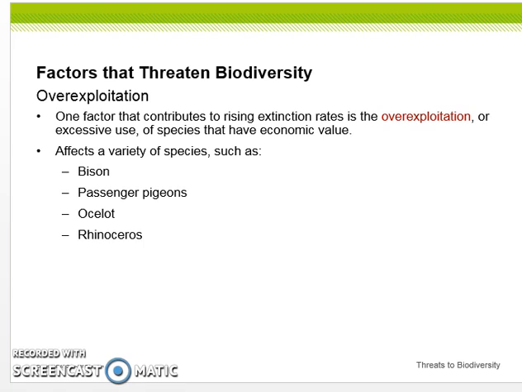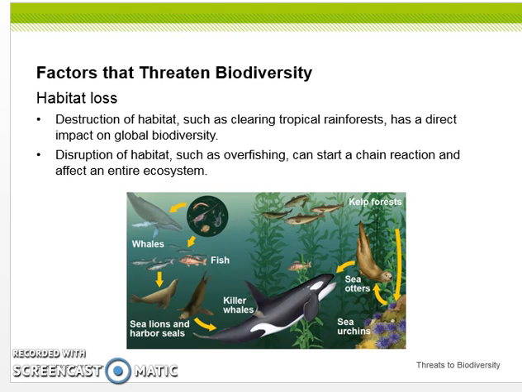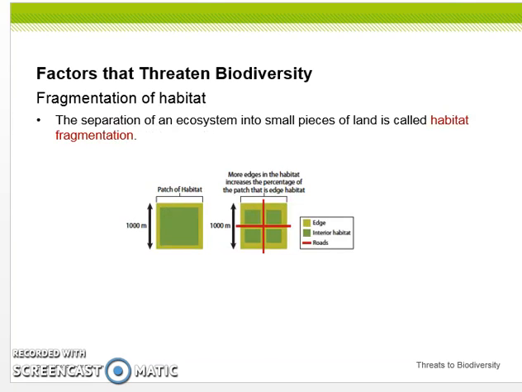One factor that contributes to the rising extinction rate is the overexploitation, or excessive use, of species that have economic value. Some of those species are bison, passenger pigeons, ocelot, and rhinoceros. Destruction of habitats such as clearing tropical rainforests has a direct impact on global biodiversity. Disruption of habitats such as overfishing can start a chain reaction and affect an entire ecosystem. The separation of an ecosystem into small pieces of land is called habitat fragmentation.